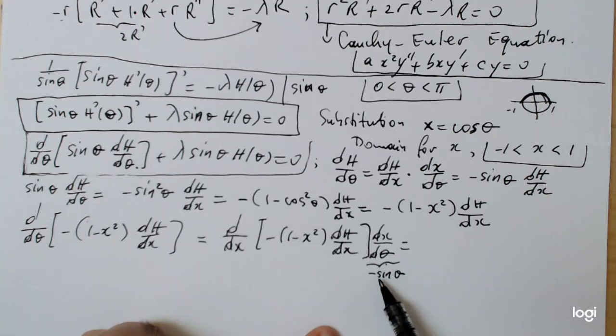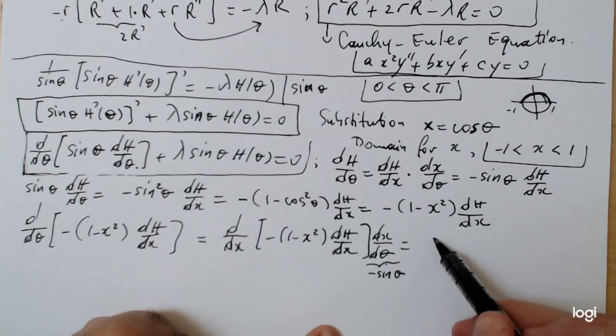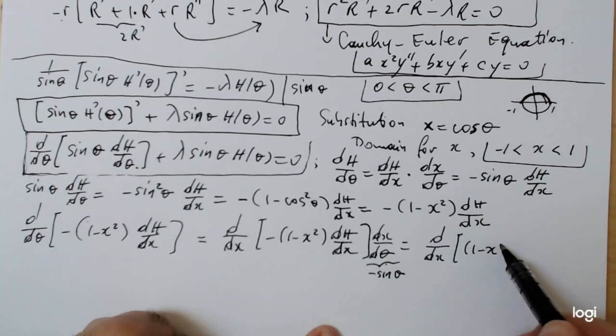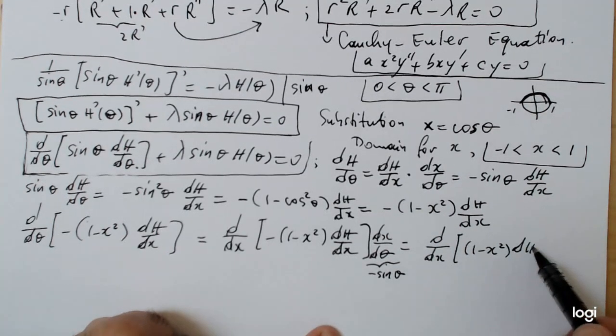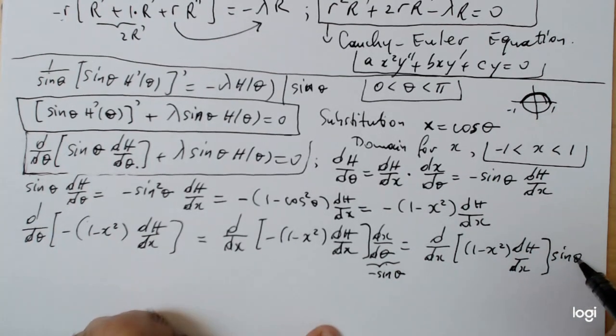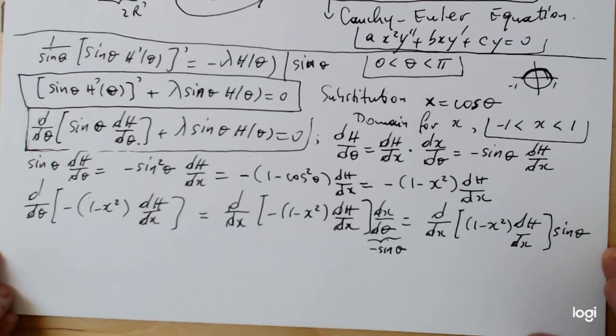So when everything is said and done, what you end up with is the derivative with respect to x of 1 minus x squared dh dx, times the sine of theta on the outside. Now that sine of theta will disappear when I plug it back into the full equation in H, which is the reason why we made the substitution in the first place.